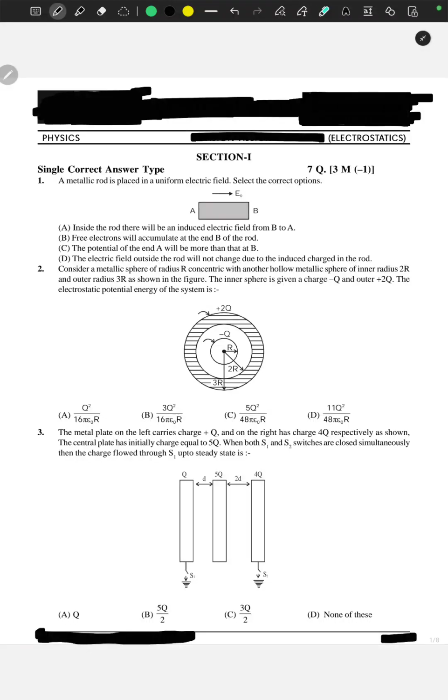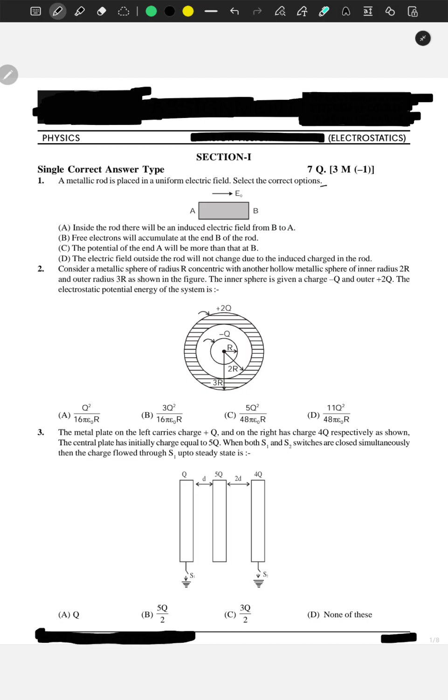Friends, there is a set of some important questions from the electrostatics chapter which we are going to discuss today. So let's start with the first question. The first question says that a metallic rod is placed in a uniform electric field. Select the correct options. As you can see here, there's a rod placed in an electric field. Let's read the options here.